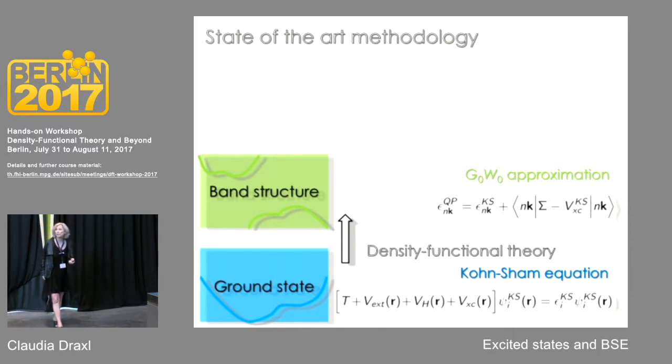Now, how do you do this? You do this with the GW approach. This is what Patrick Rinke has been talking about. So in essence, you start with these Kohn-Sham eigenvalues here, and you update these eigenvalues by computing the matrix elements of the self-energy operator. You subtract what you have already accounted for in terms of exchange-correlation effects, and this way you get the quasi-particle energies.